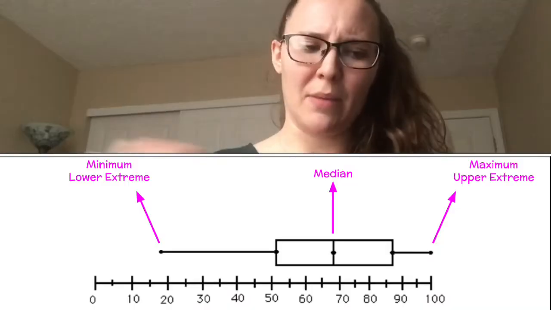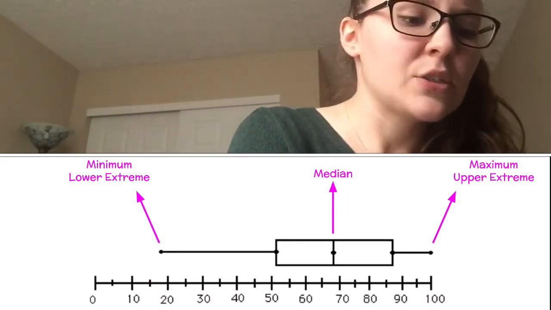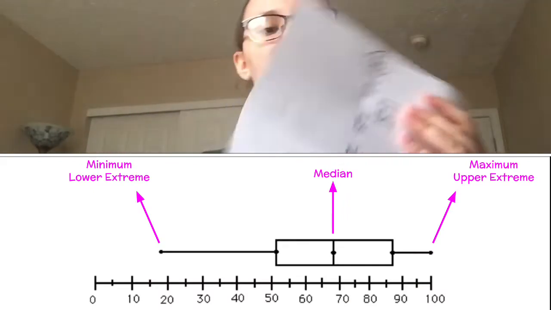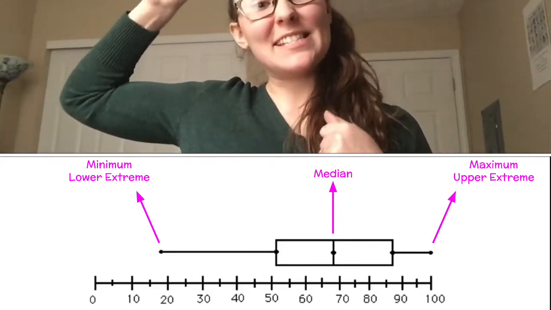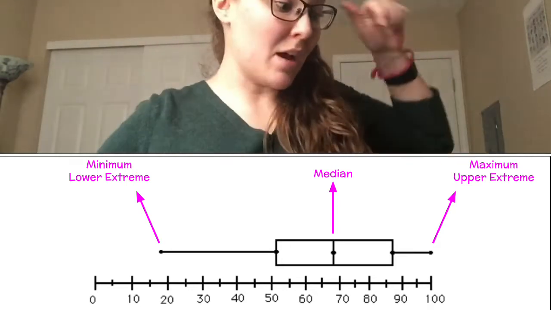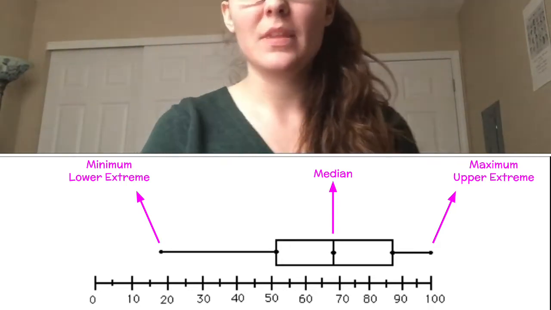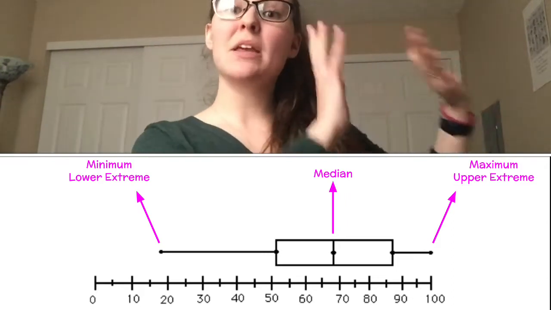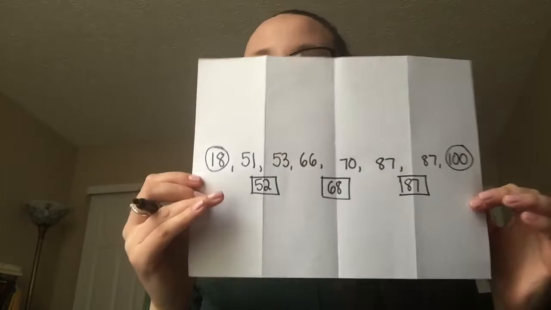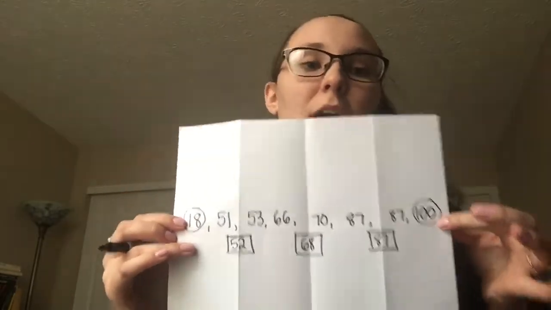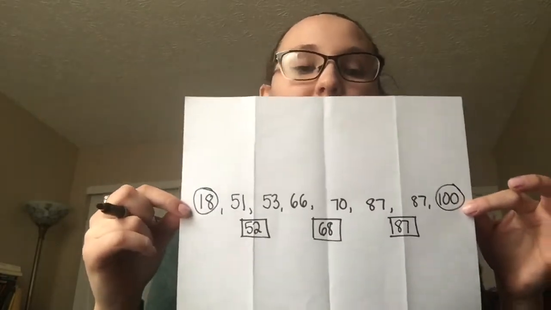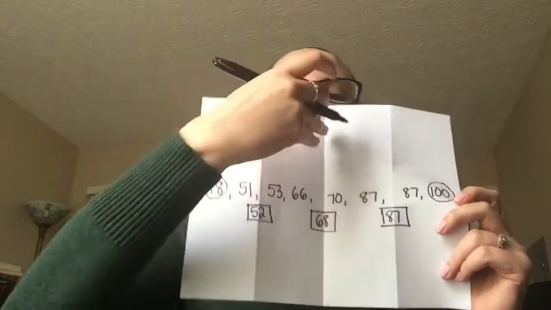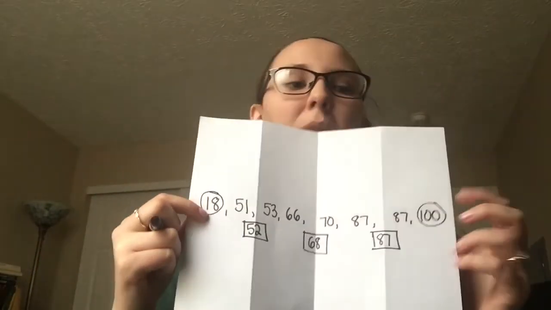So the last two vocabulary words that we need to talk about are the minimum and the maximum, which you already know, you're familiar with them. So I'm just going to circle my minimum and my maximum in my data set. However, from the picture below, you'll see that minimum is the same thing as the lower extreme, and maximum is the same thing as the upper extreme. So minimum and lower extreme, and maximum and upper extreme are interchangeable. My minimum is 18, and my maximum is 100. Those are the last two pieces of information that you need to know about box and whisker plots and the vocabulary: lower quartile, median, upper quartile, minimum, maximum.